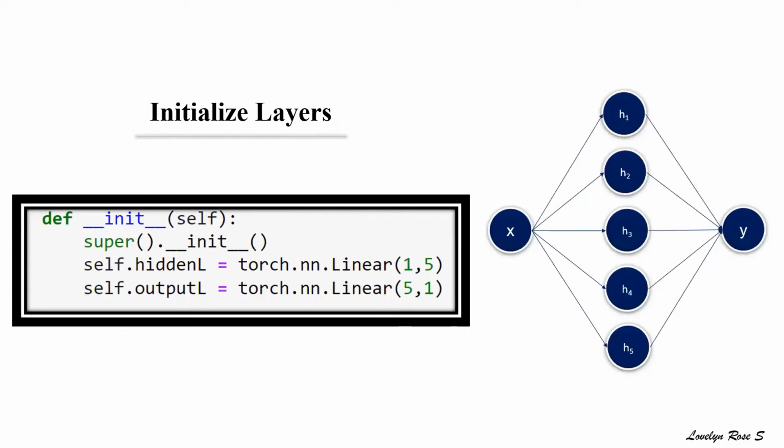First, let's initialize the layers. To initialize the layers, I will require 3 layers as shown here. X is the input layer. This is my hidden layer. And this is my output layer.